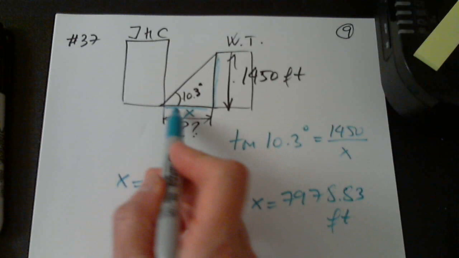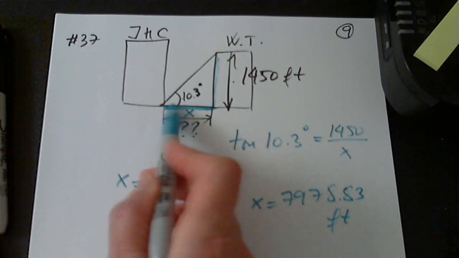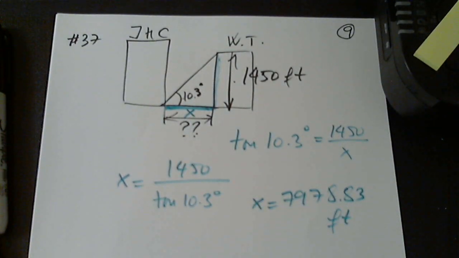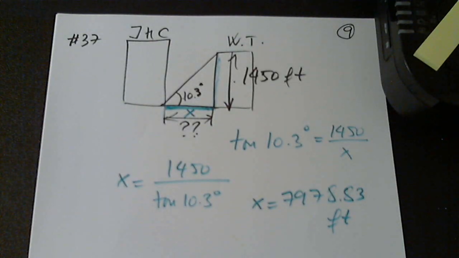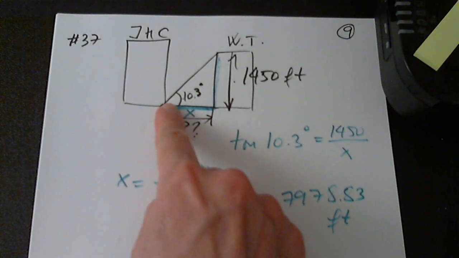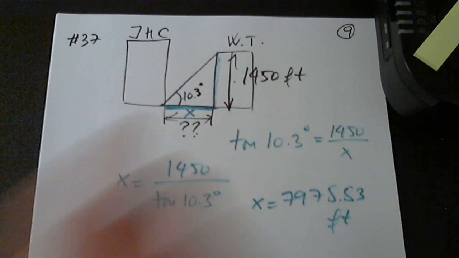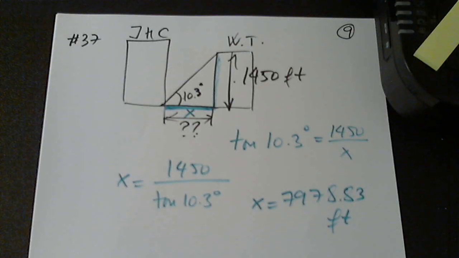Meaning the distance between the two buildings was determined using a very simple trig function. Tangent of 10.3 degrees, opposite over the adjacent. Excellent.